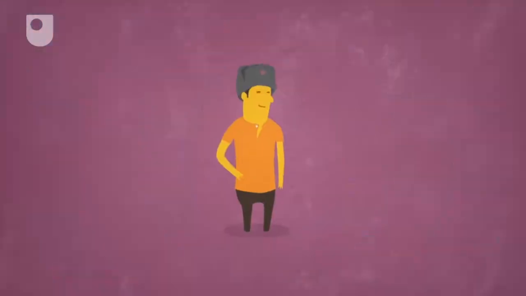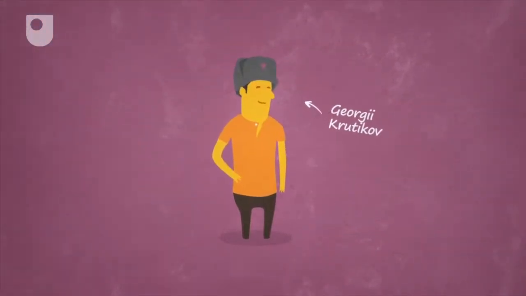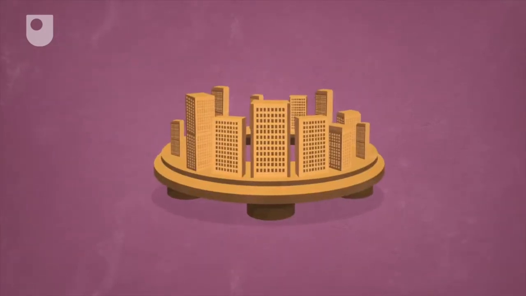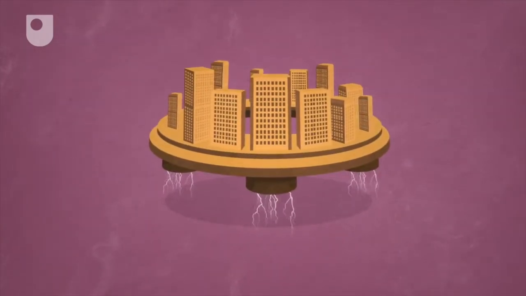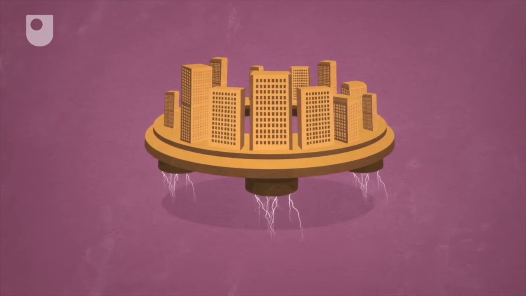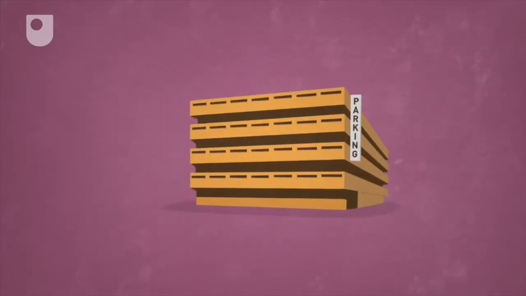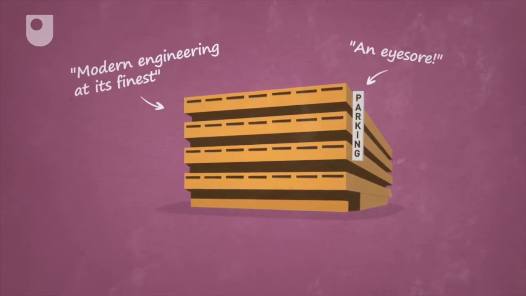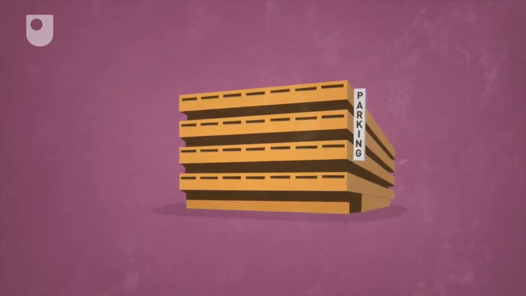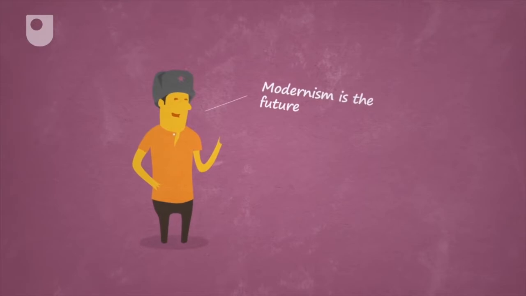Take the Russian inventor Georgy Krutikov. He suggested an idea for a city held aloft by electrical currents. This at a time when there was barely enough wattage to keep the lights on. Not everything they designed was a resounding success. But you could argue modernism was the single most influential movement of the 20th century.